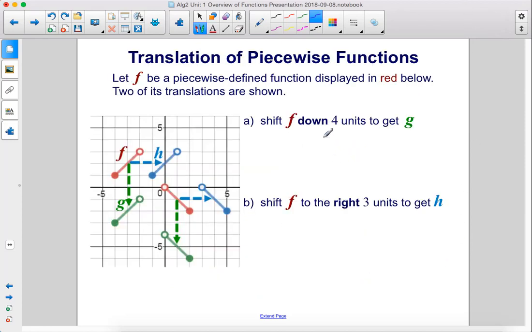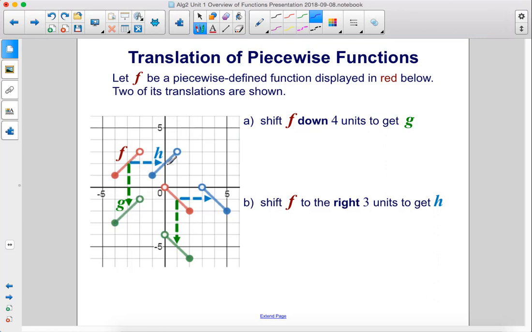Translation of piecewise functions. Let f be a piecewise defined function displayed in red below. So we have these 2 little segments here and here. 2 of the translations are shown. Shift f down 4 units to get g. So you would take every piece of this piecewise function and shift it down. So this red piece here shifts down 4 units to this green piece. This red piece shifts down 4 units to this green piece.